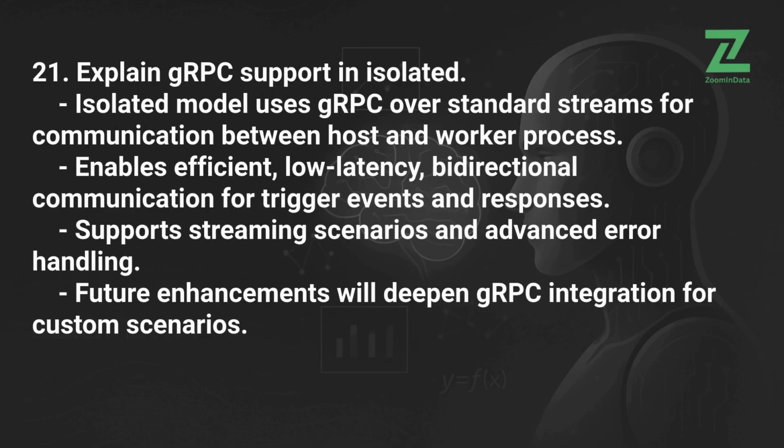21. Explain gRPC support in isolated. Isolated model uses gRPC over standard streams for communication between host and worker process. Enables efficient, low latency, bidirectional communication for trigger events and responses. Supports streaming scenarios and advanced error handling. Future enhancements will deepen gRPC integration for custom scenarios.